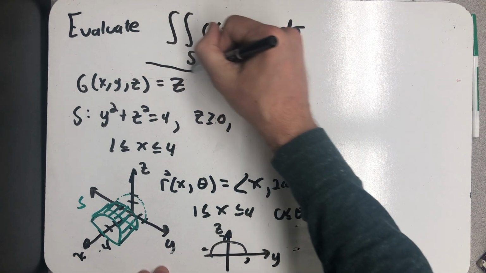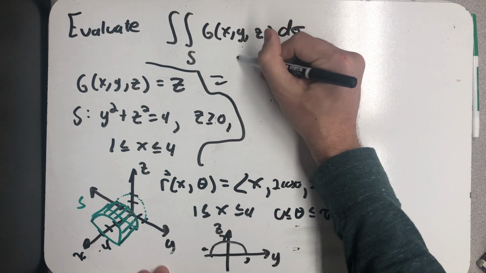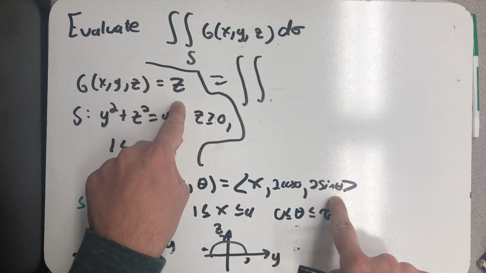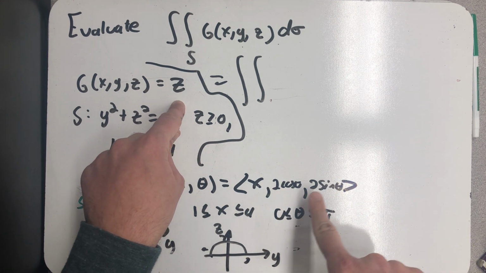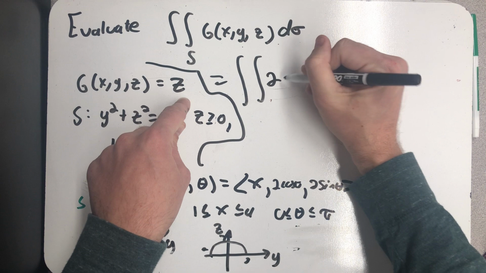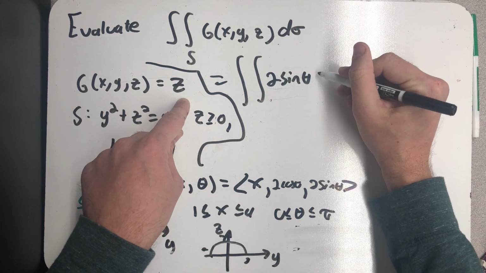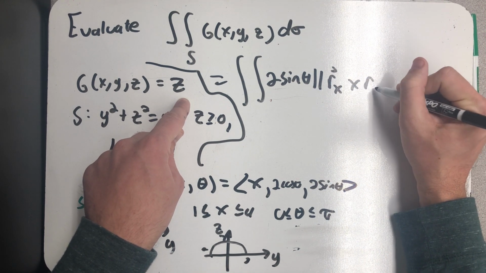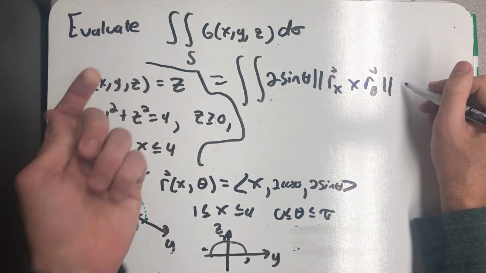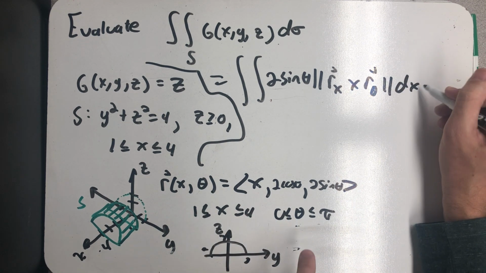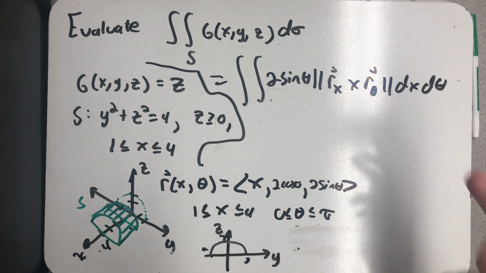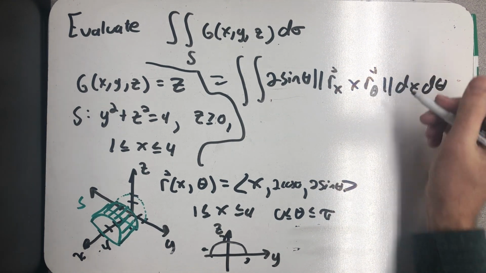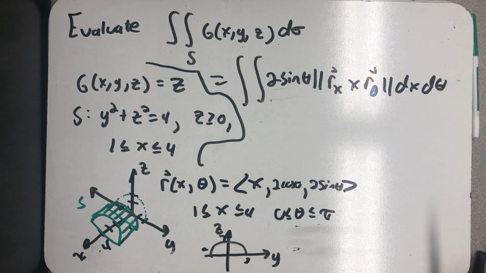Okay, so I'm ready to set up my double integral. Well, I just take the z-coordinate. When I substitute in g of x, y, z, I just get the z-coordinate, so I get 2 sine theta. And then I'm going to need the cross product of the two partials in magnitude, and then dx d theta, or d theta dx, however we feel like doing it when we get there. All right, so let's find these partials and take a cross product. So I'll do that on a different board.